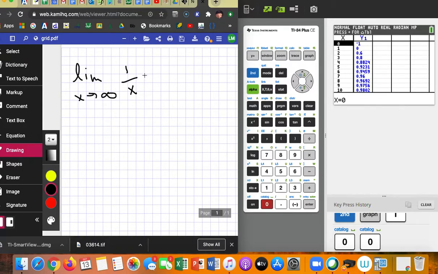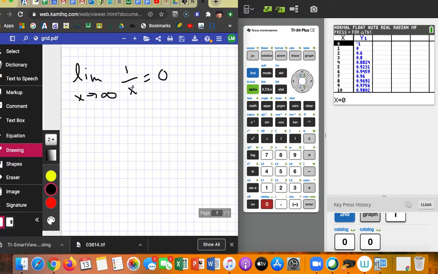So the limit of this is going to 0. Okay, it is going to 0. And if I had 1 over x squared, same thing. Now it's just x squared. That's just making that number even larger, faster. Okay, it's going to go to 0. So that's an important concept with rational functions.